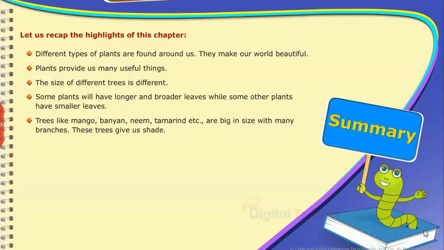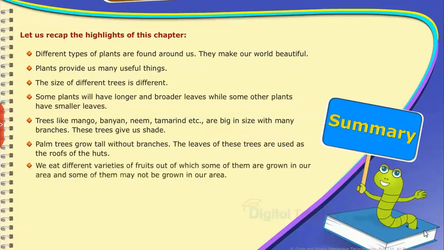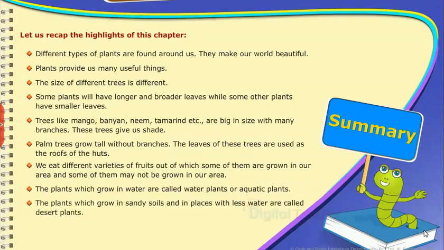These trees give us shade. Palm trees grow tall without branches. The leaves of these trees are used as the roofs of the huts. We eat different varieties of fruits, out of which some of them are grown in our area and some of them may not be grown in our area. The plants which grow in water are called water plants or aquatic plants. The plants which grow in sandy soils and in places with less water are called desert plants.